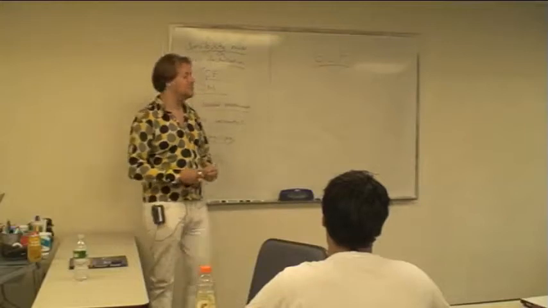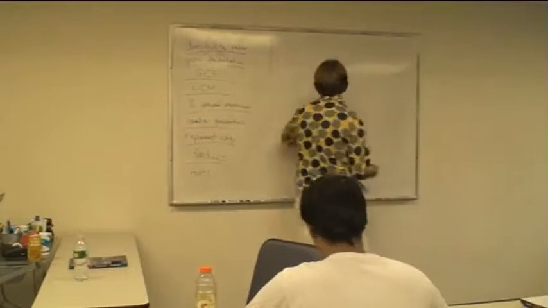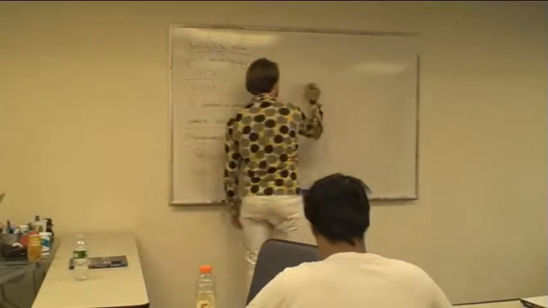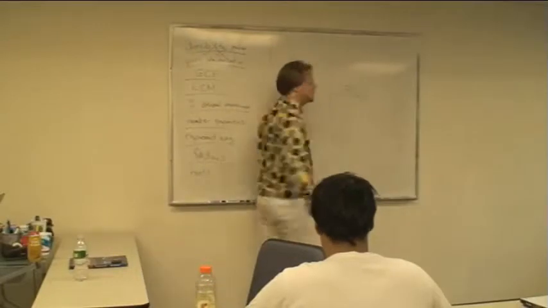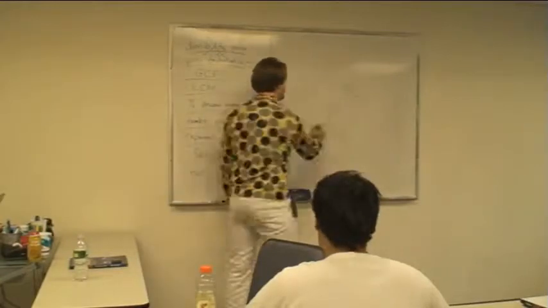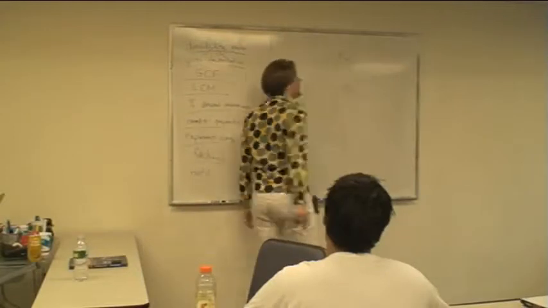Common multiples. This is more fun. Least common multiple. This is the smallest number that is a multiple of both numbers. For example, let's take 18 and 30. Least common multiple is 90, right? 18 times 5 is 90. 30 times 3 is 90. This is the smallest number that both numbers multiply into.